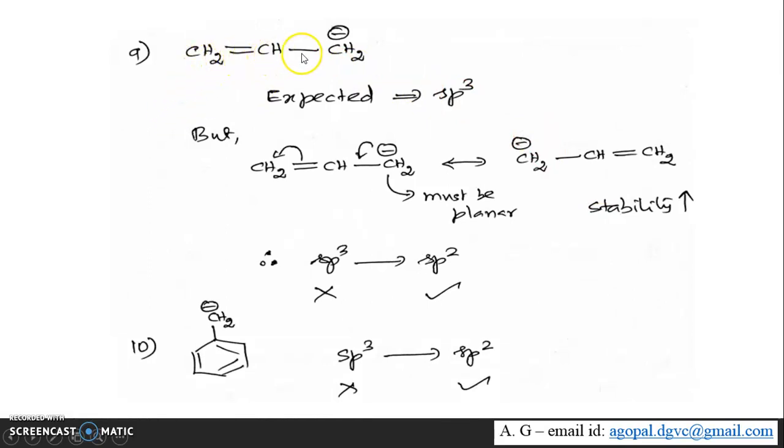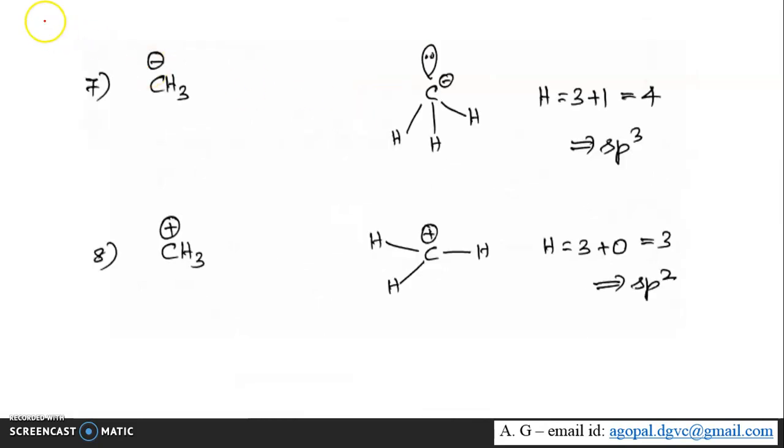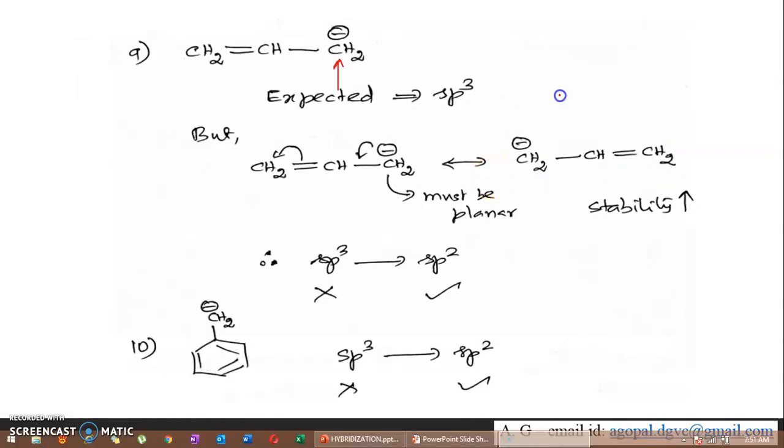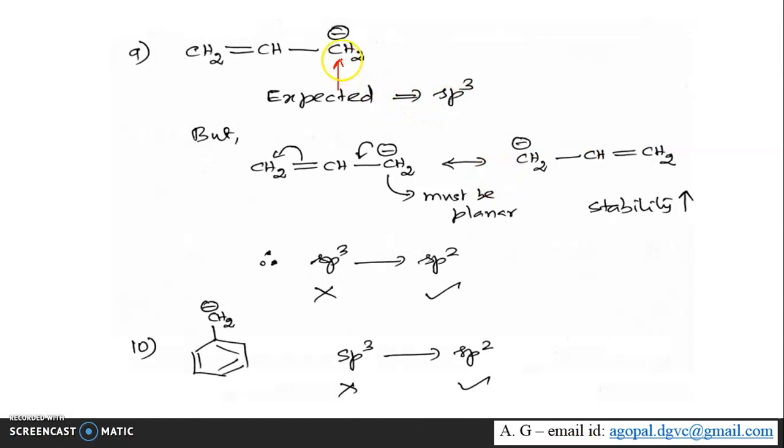CH2 double bond CH single bond CH2 minus. Now what is the hybridization of this carbanion? What is the hybridization of this carbon? Okay, how to find the hybridization? Listen, in example 7, I have given methyl carbanion. For methyl carbanion, the hybridization is sp3. But it doesn't mean that all carbanions should have the same hybridization. This is one important exception. Here, the expected hybridization for this carbon is sp3.